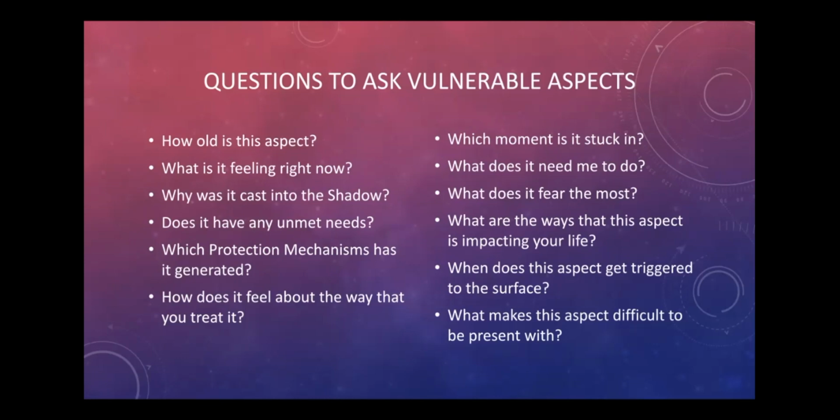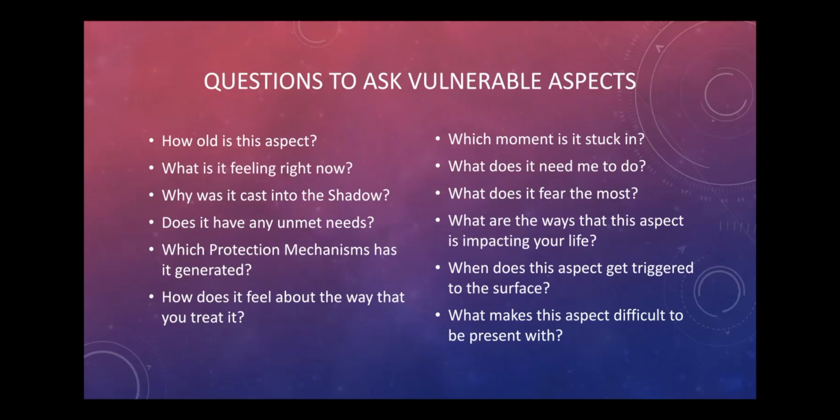Also ask it, does it have any unmet needs? Does it need something externally? Does it need something internally? So unmet needs could be something like, oh, I need more connection with other people in my life. Or unmet needs might be, I need to be allowed to receive validation, and so I need you to unblock the ability to receive validation. Which protection mechanisms has it generated? So protector aspects that are protecting this part.